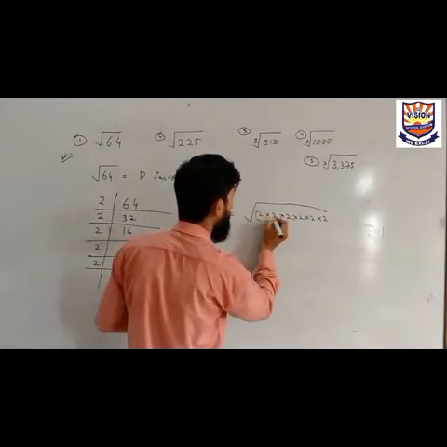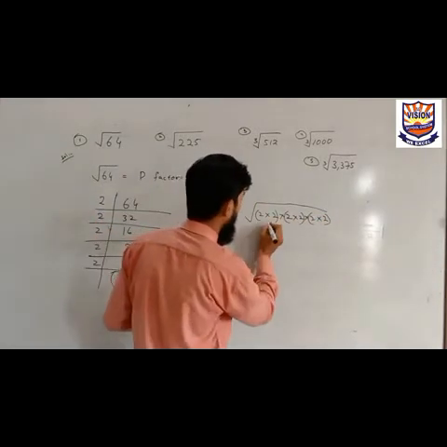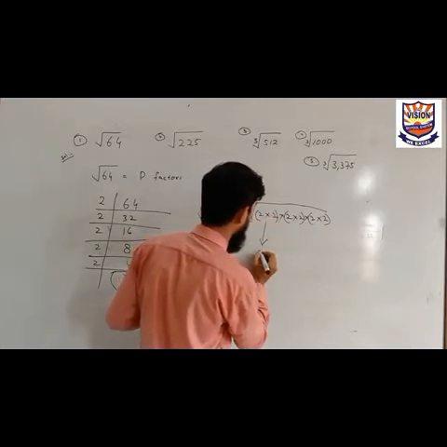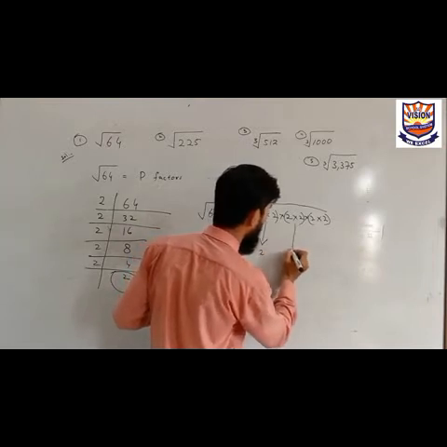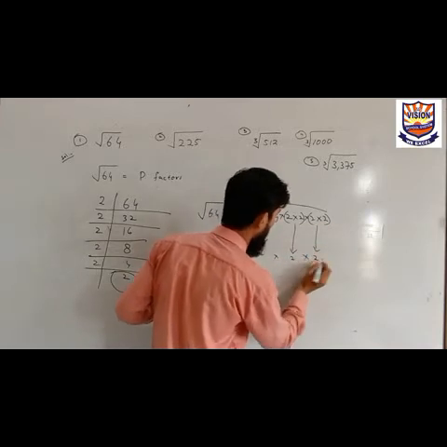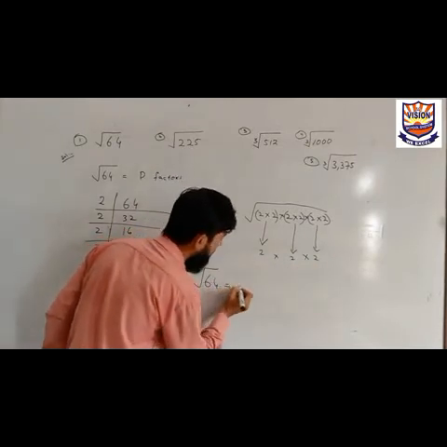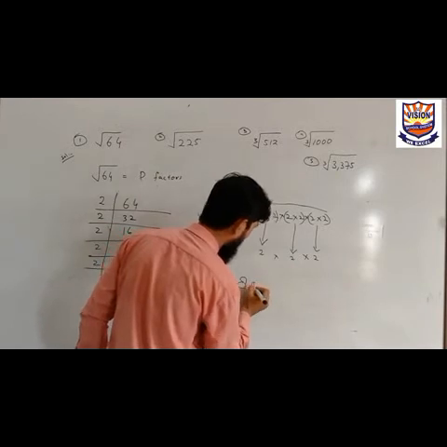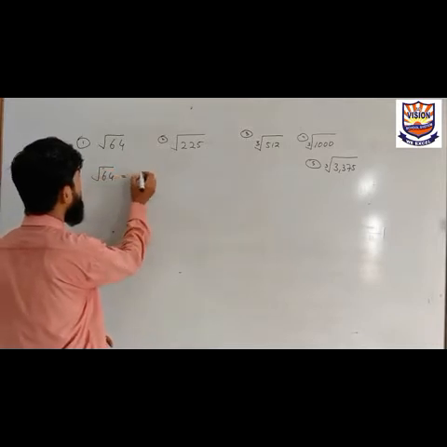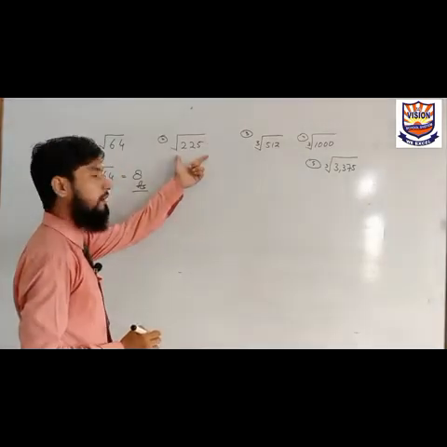Now make a group of two same numbers and take one number from each group. From first group we are taking 2. Again there is a pair of 2. I am taking 2 multiply by 2 multiply by 2. So 2 twos are 4, 4 twos are 8. So the square root of 64 is 8. As we know, the square root of 64 is 8. Answer is 8.